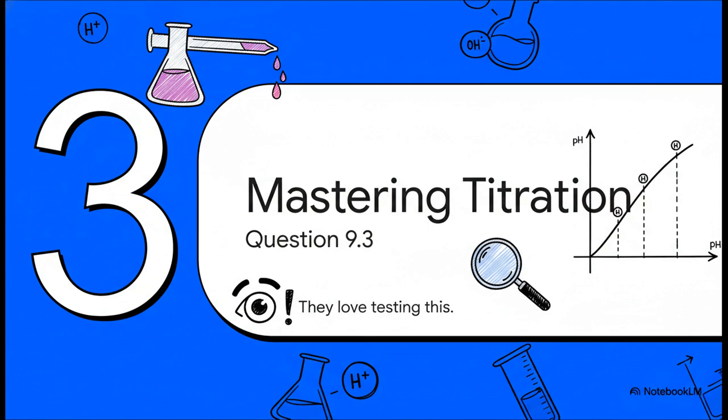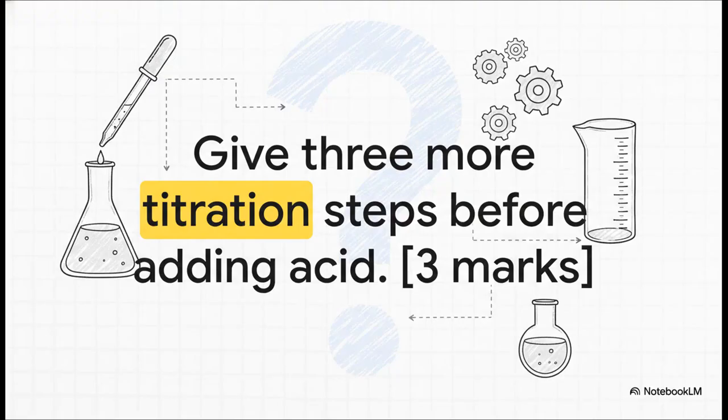Okay, let's move out of the theory and into the lab. Question 9.3 is all about the practical procedure for a titration. And trust me, examiners absolutely love to test your knowledge on this stuff. So the setup is this. The burette is already full of acid. Your job is to list the next 3 steps you need to do before you even think about opening that tab. The question is pretty clear that you need to name the equipment you'd use as well.